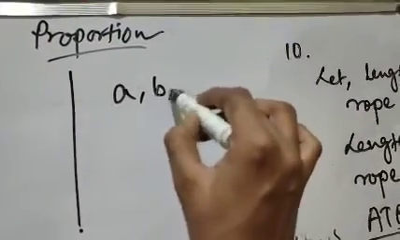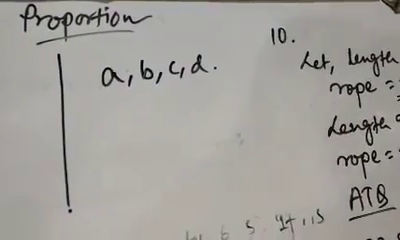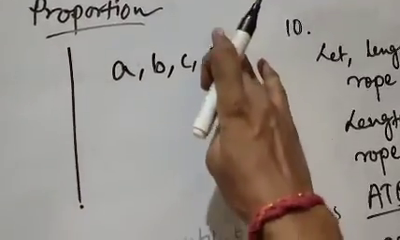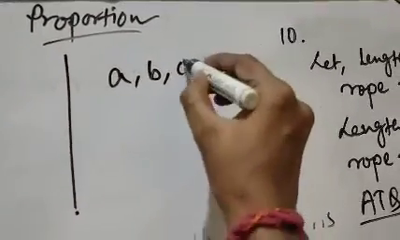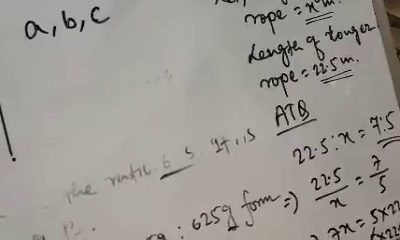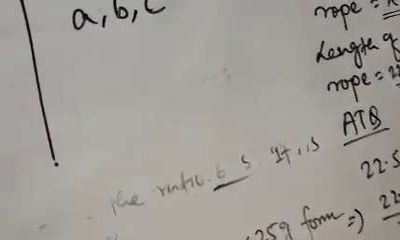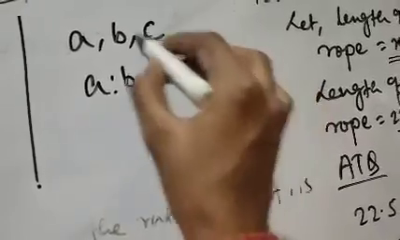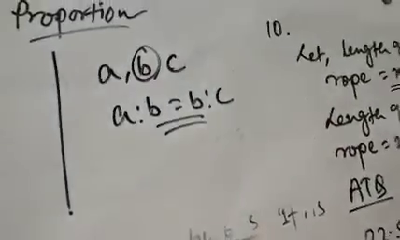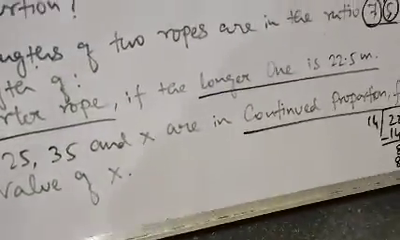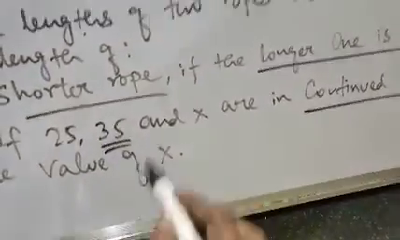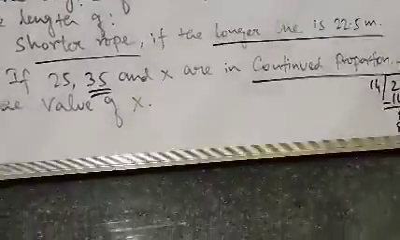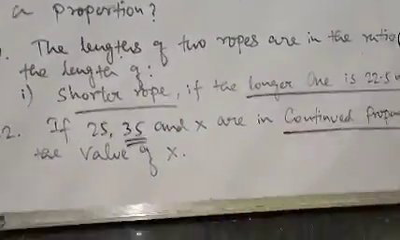Suppose a, b, c and d are in continued proportion, or suppose three terms, let us take three terms a, b, c. If three terms are in continued proportion a, b, c, then the expression will be a is to b equals b is to c. That means the middle term is repeated if they are in continued proportion. So in this case the same format will be there. The middle term is 35, so 35 is repeated.